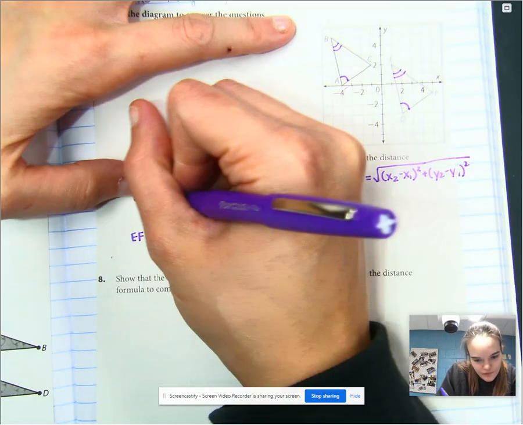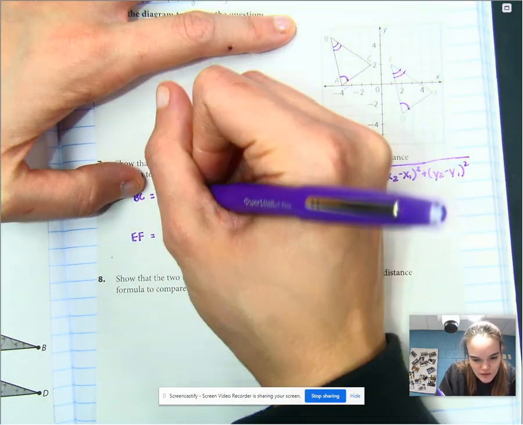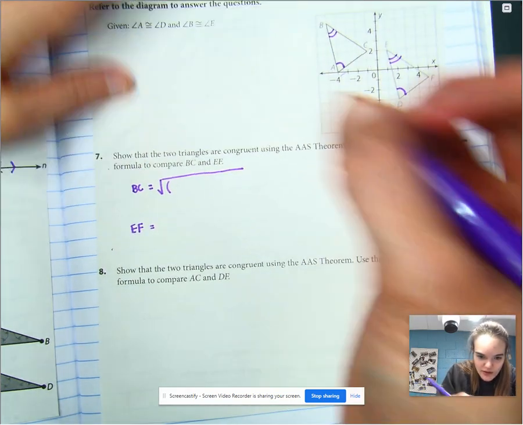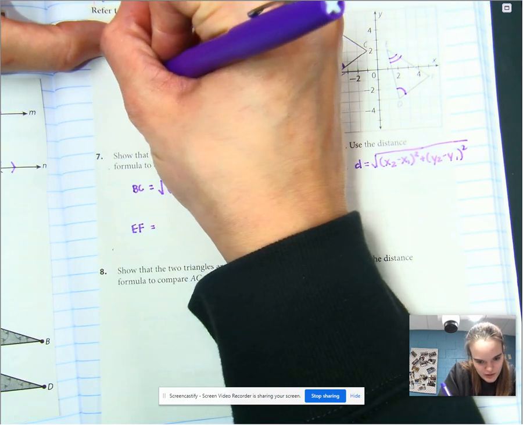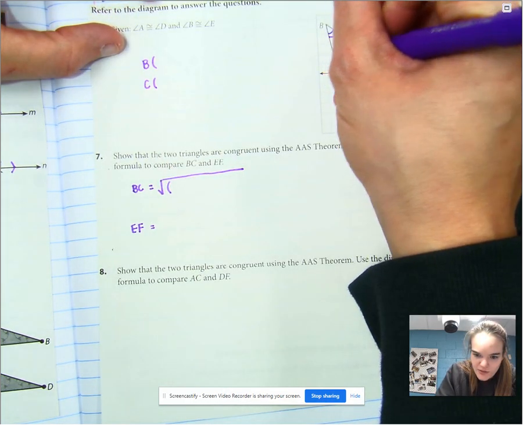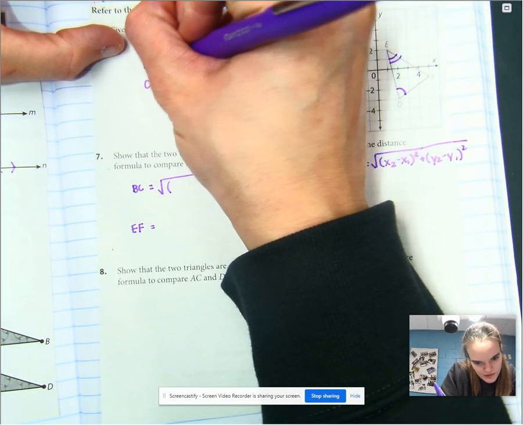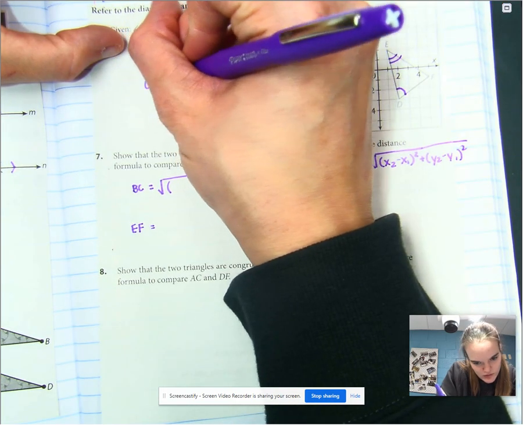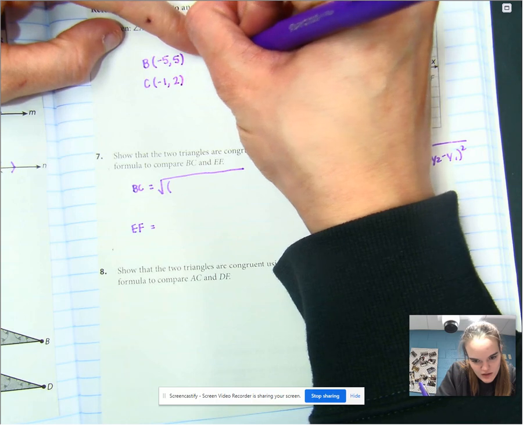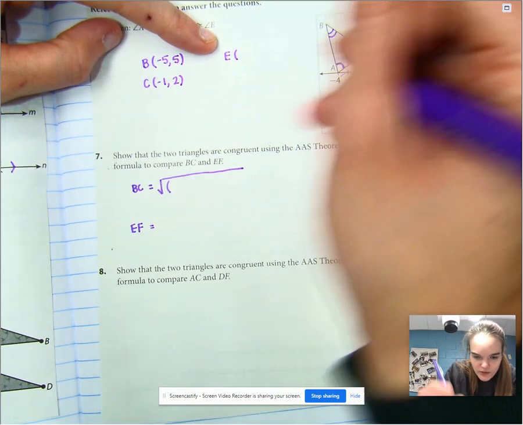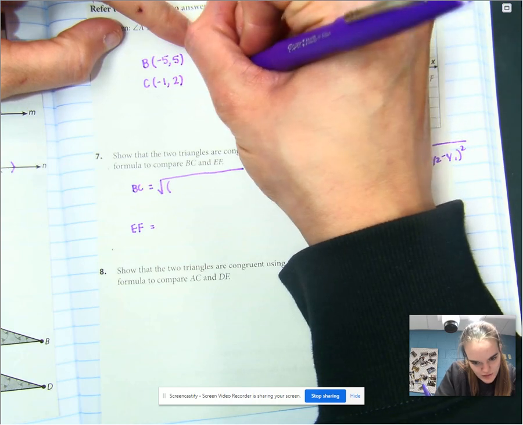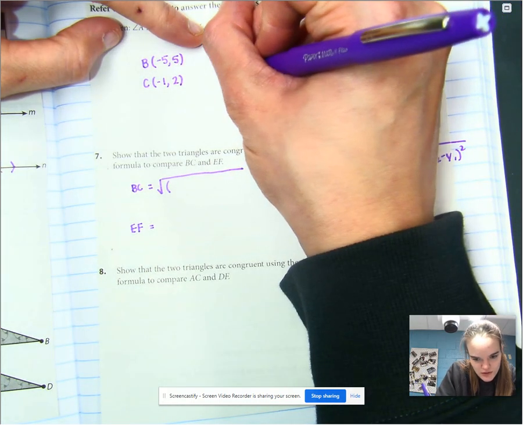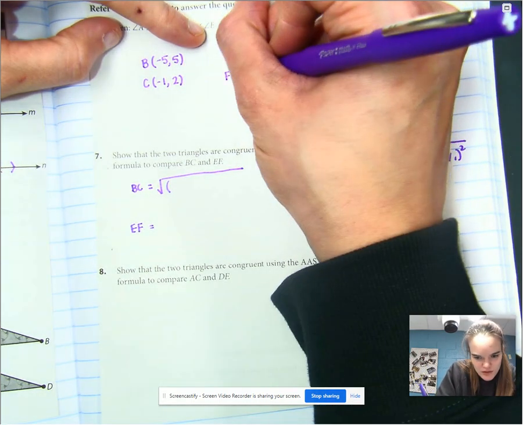So BC, I'm going to list the points, B and C. B is at -5, 5. C is at -1, 2. And E is 1, 2. And F is 5, -1. Okay.